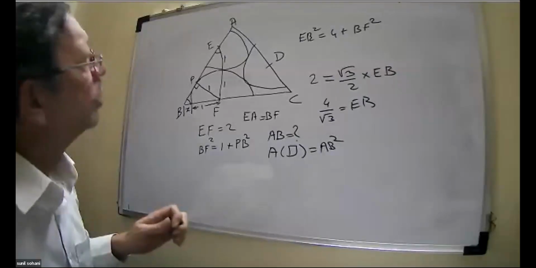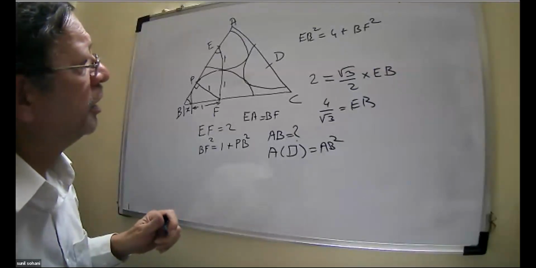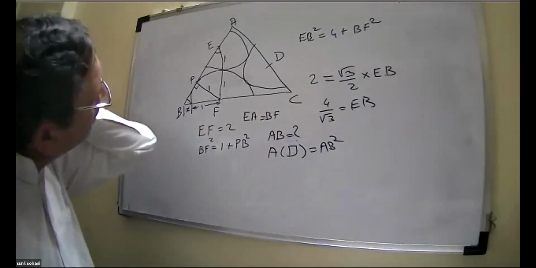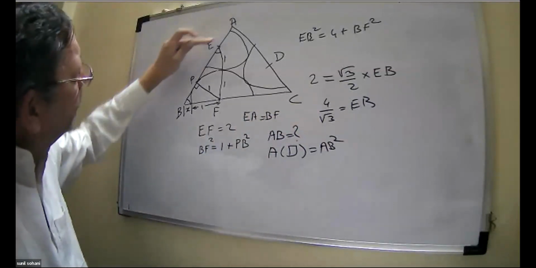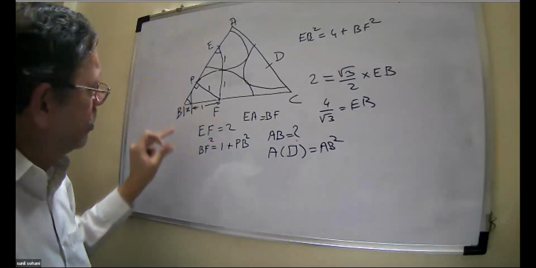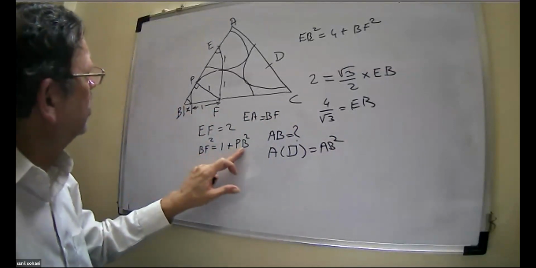Can you repeat? So now what is left out? EB we have found, 4 upon root 3. Now we have to find EA, which is nothing but BF. So here BF is 1 plus PB square.